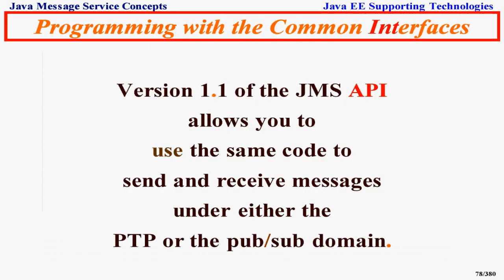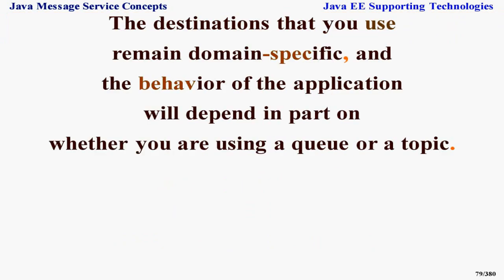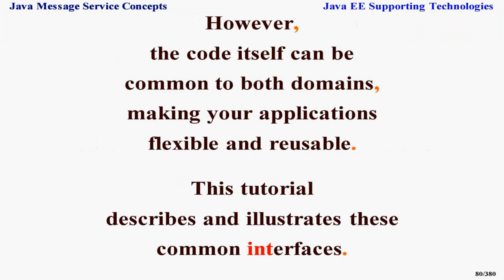Programming with the common interfaces. Version 1.1 of the JMS API allows you to use the same code to send and receive messages under either the PTP or the pub/sub domain. The destinations that you use remain domain-specific, and the behavior of the application will depend in part on whether you are using a queue or a topic. However, the code itself can be common to both domains, making your applications flexible and reusable. This tutorial describes and illustrates these common interfaces.